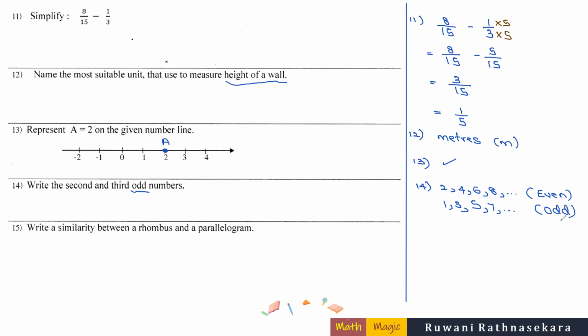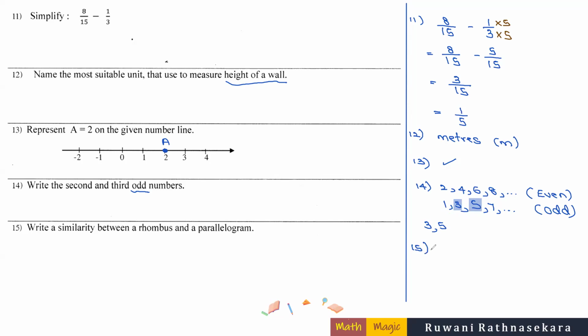Right? There's a certain way to find a given even number or an odd number, but since we have not learned this lesson yet, we'll directly write the answers. You can see what the second and the third odd numbers are. The first odd number is 1, the second odd number is 3, the third odd number is 5. Right? Then the 15th question.